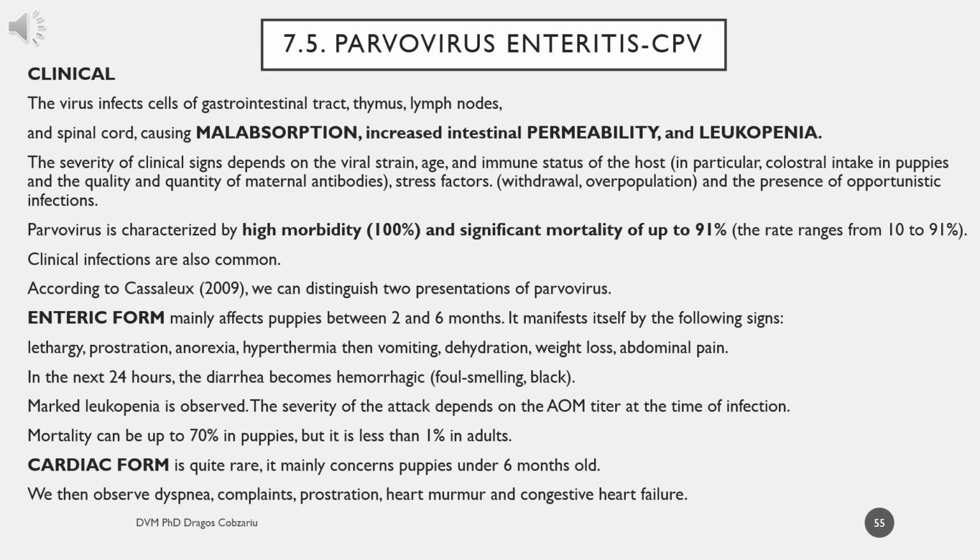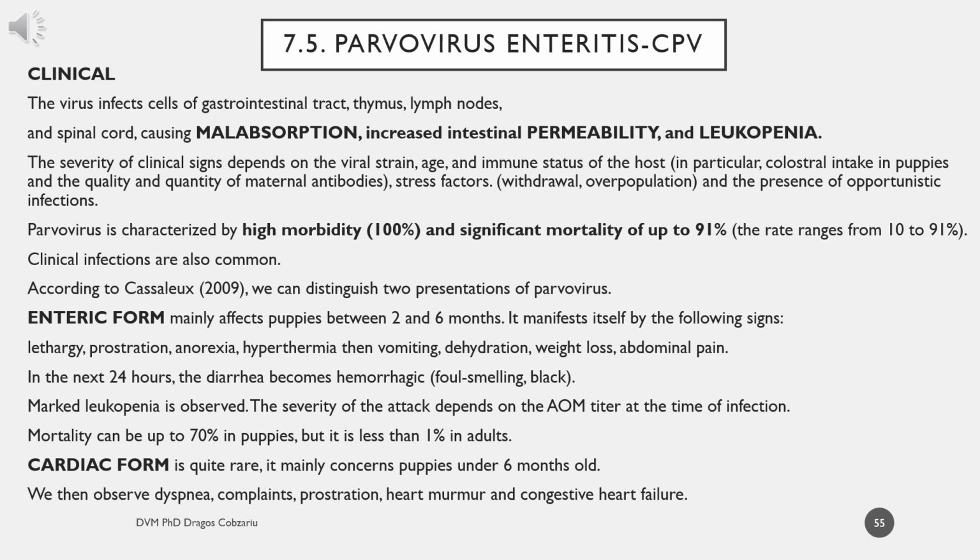It manifests itself by the following signs: lethargy, prostration, anorexia, hypothermia, then vomiting, dehydration, weight loss, abdominal pain. In the next 24 hours, the diarrhea becomes hemorrhagic, foul-smelling, black. Marked leukopenia is observed. The severity of the attack depends on the ALM titer at the time of infection. Mortality can be up to 70% in puppies, but it is less than 1% in adults.